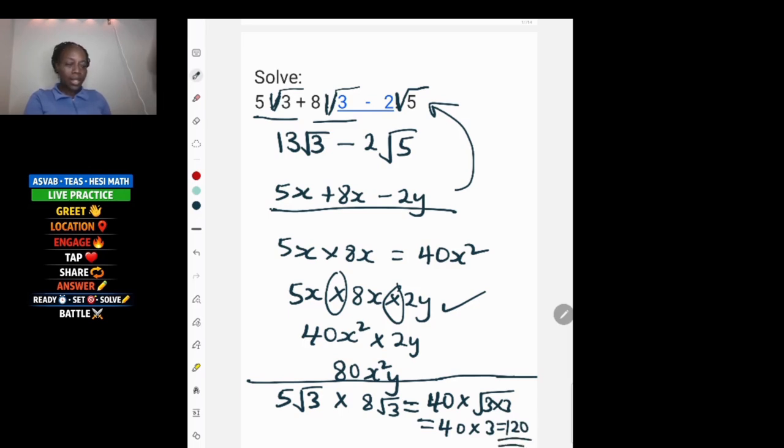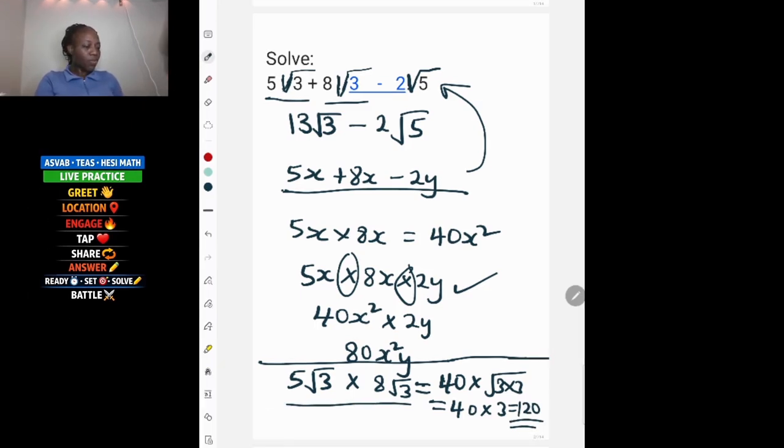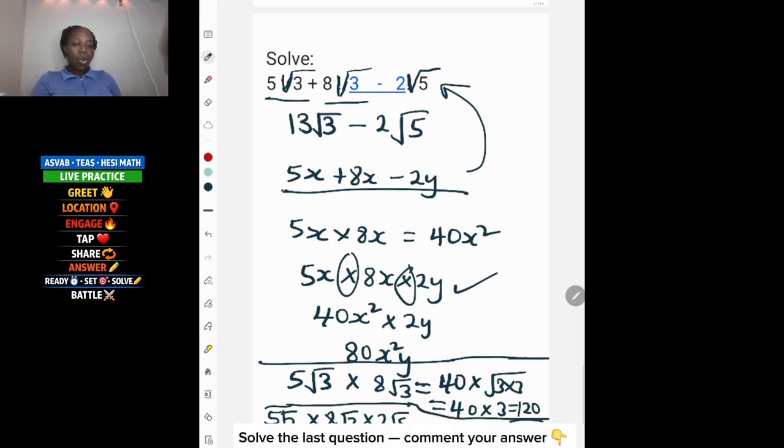Yeah, that's it. So let's say we now have 5 root 3 multiplied by 8 root 3 multiplied by 2 root 5. What will be our answer for that?